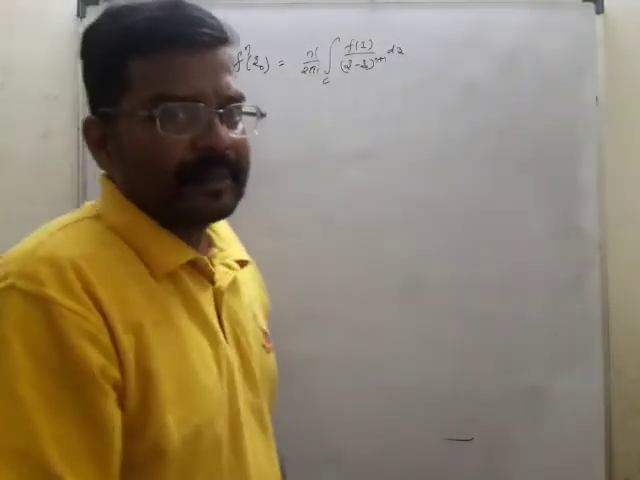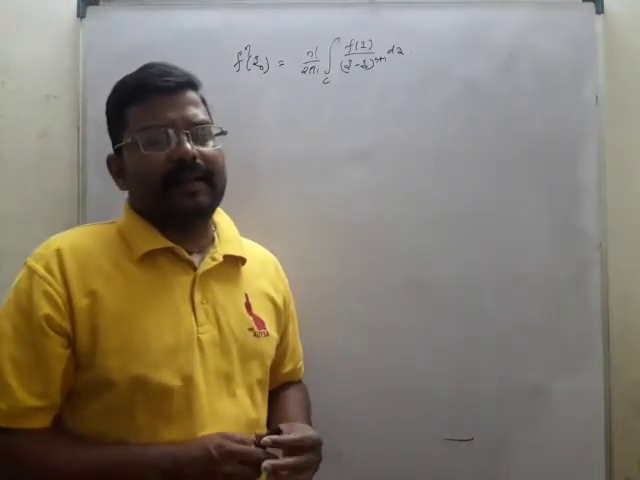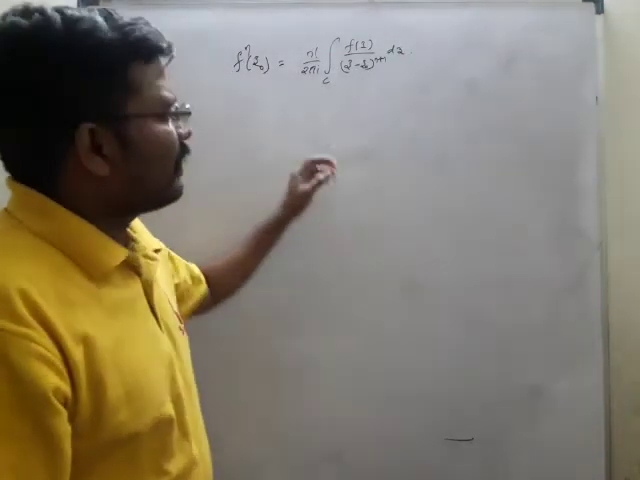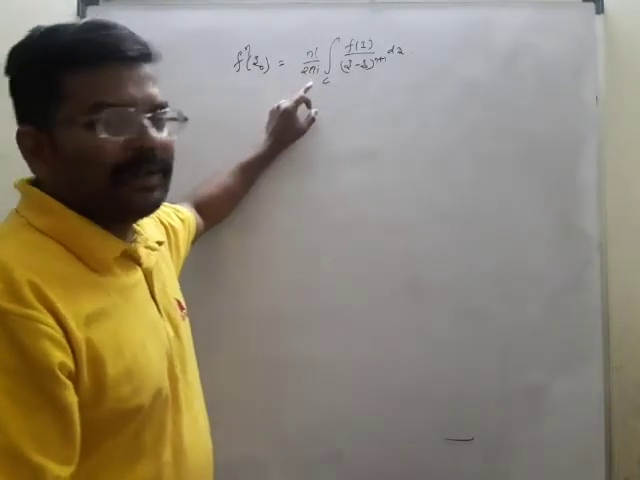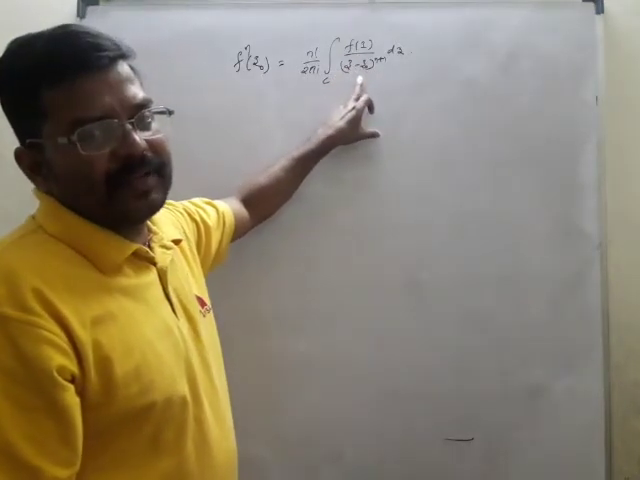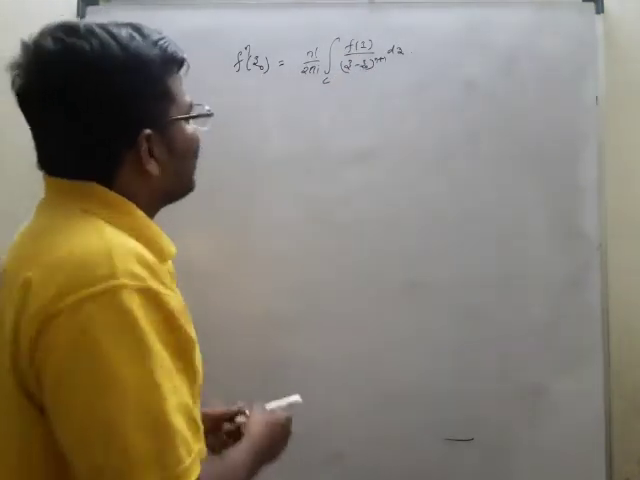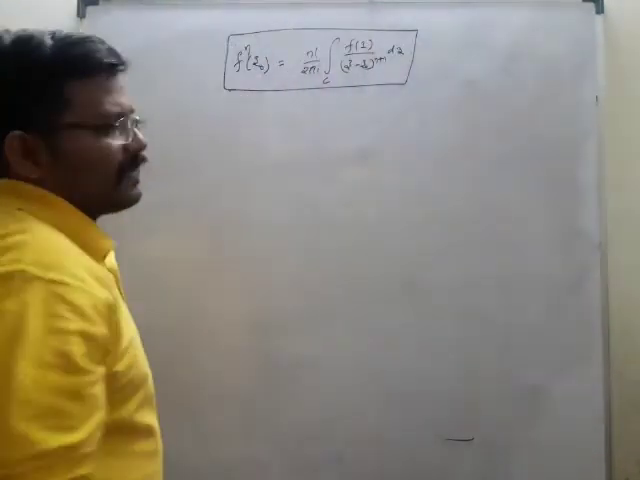Dear students, we have done Cauchy's integral formula for higher derivatives. The formula is f power n of z naught is equal to n factorial by 2 pi i integral c f of z by z minus z naught whole power n plus 1 dz. So based on this formula, we'll try to solve some of the problems.